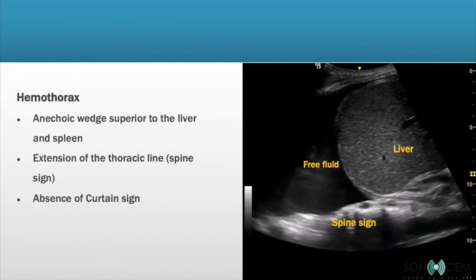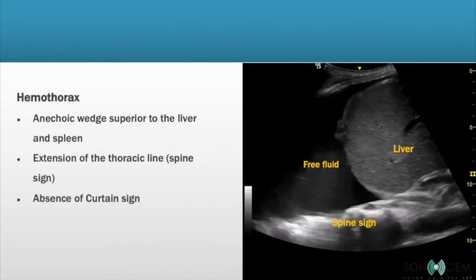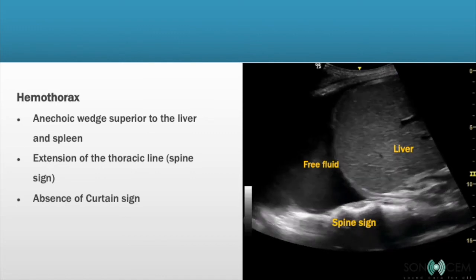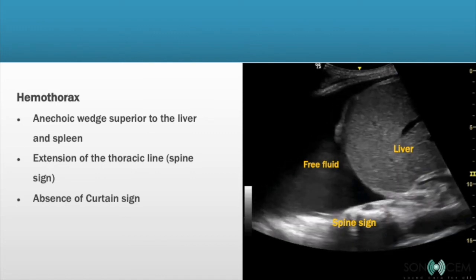In hemothorax, you can no longer see the curtain sign because of the presence of free fluid. The free fluid will appear as an anechoic wedge superior to the liver or spleen. And the other sign is the extension of the thoracic spine, or we call that the spine sign.